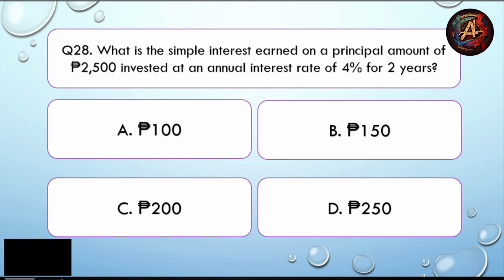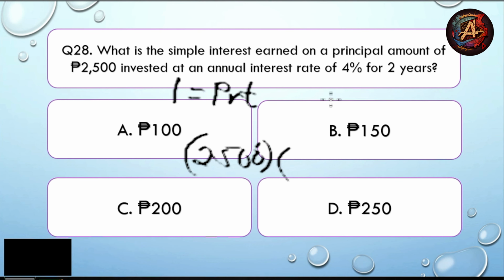Alright, my dear math learners, in order for you to answer this problem, you should know the formula on interest. So remember the formula in interest, we have interest is equal to the principal times rate times time. Okay, so we already have the principal and rate here. So that is 2,500, rather, sorry. And then the rate here is 4%. So that is 0.04, and then multiplied by the time, that is 2 years.